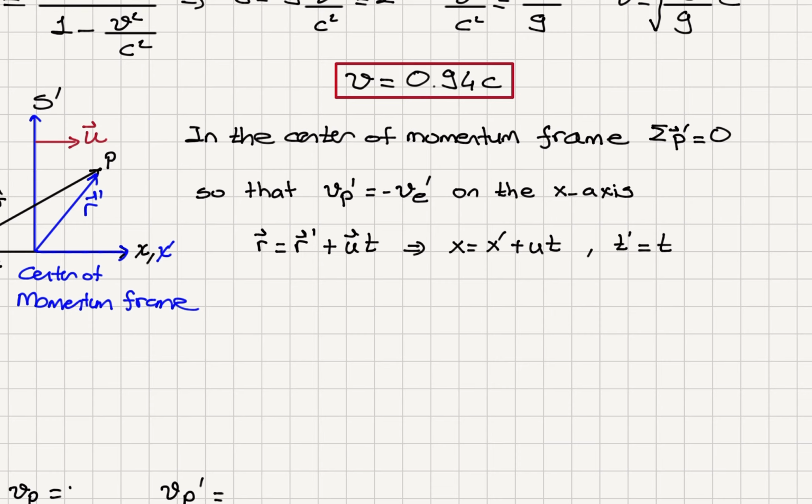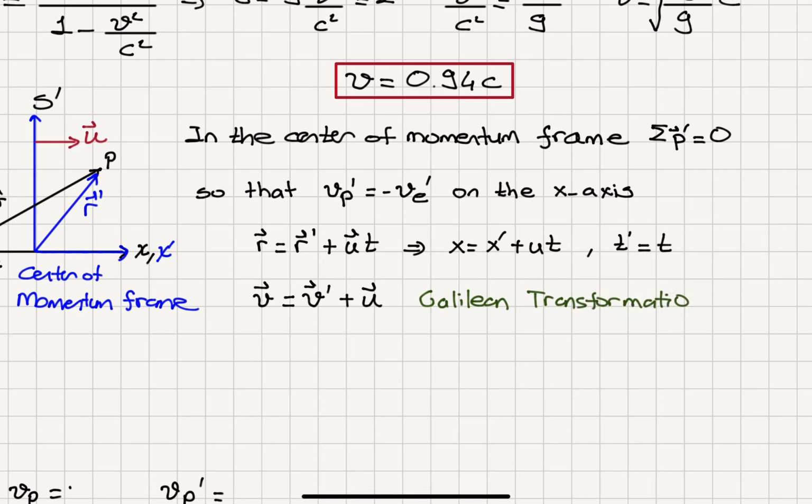And if we take a time derivative of this equation, dr/dt is v, the velocity measured in the lab reference frame, which is the velocity measured in the primed reference frame plus u, and this is all happening on the x-axis. So we have v is equal to v prime plus u. And what we have just done here is the Galilean transformation between the lab reference frame and the center of momentum reference frame.